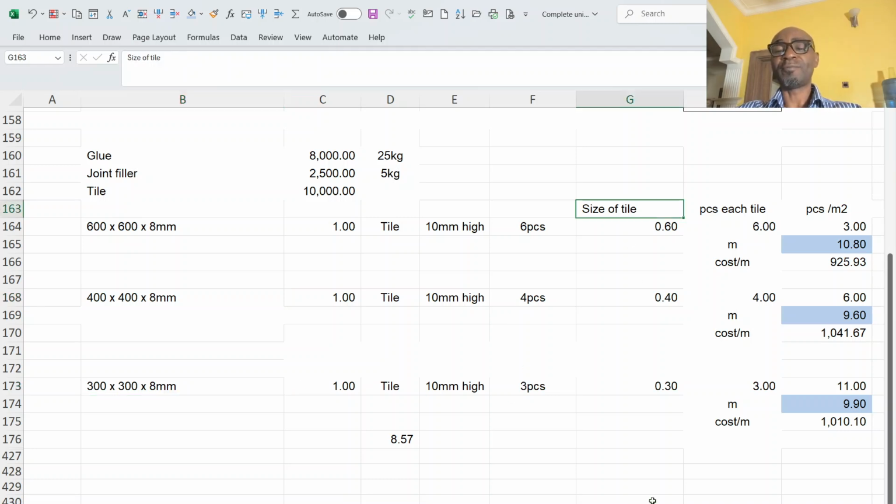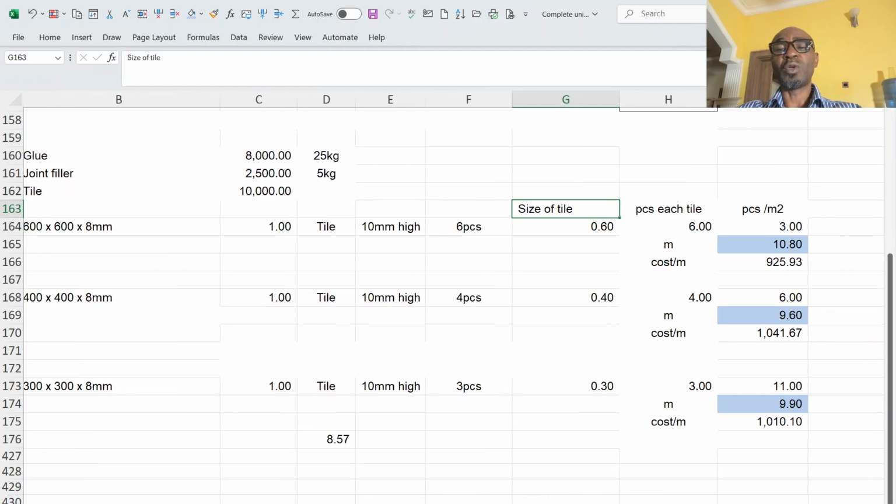Now, to compute what the likely price per linear meter is from a square meter of tiles, you will first of all calculate how many linear meters of skirting you're going to get from 1 square meter of tiles. Then you divide the cost of the 1 square meter by the linear meters of skirting you were able to cut from 1 square meter. And that was what I did here.